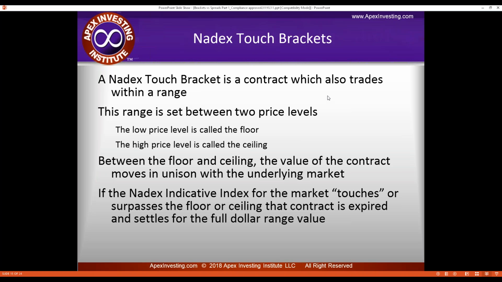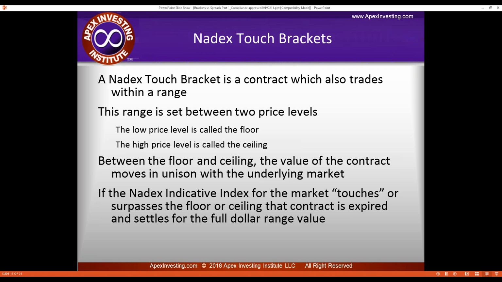So let's talk about touch brackets a little bit. Touch brackets are also a contract that trades within a range. There's a top and a bottom, a floor and a ceiling. Between the floor and the ceiling, the value of the contract moves more in unison with the underlying market. But it's still $1 a tick or $1 a pip, just like the spreads. They have a floor and ceiling just like the spreads.